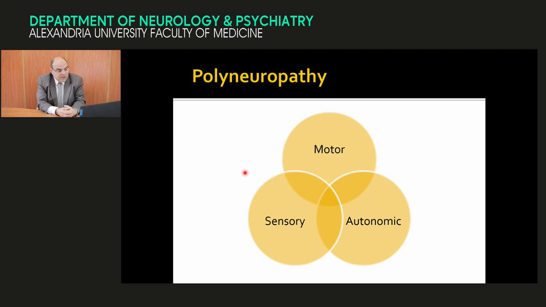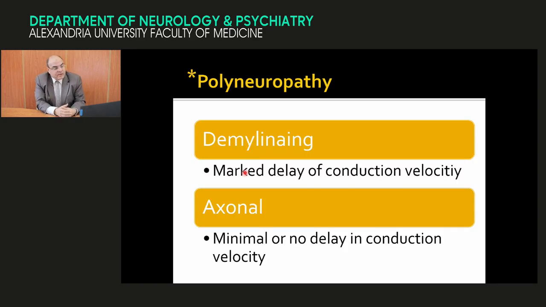diphtheria, intoxications, Lyme disease, infectious mononucleosis, systemic lupus erythematosus. Predominantly sensory polyneuropathies causes include diabetes mellitus, nutritional vitamin deficiency or alcohol, amyloidosis, hereditary sensory polyneuropathies, Fabry disease, renal failure, and neoplastic syndrome. So, the first step was to decide which is predominantly motor, predominantly sensory.